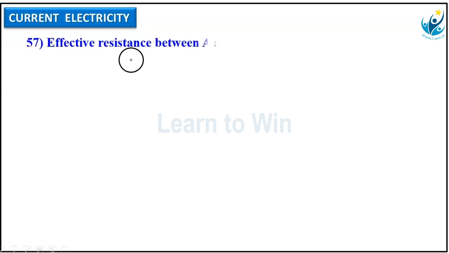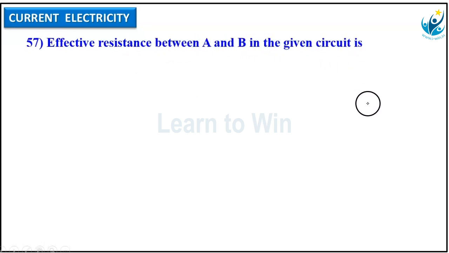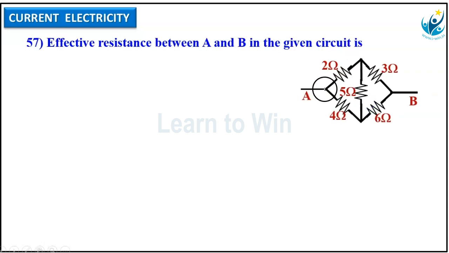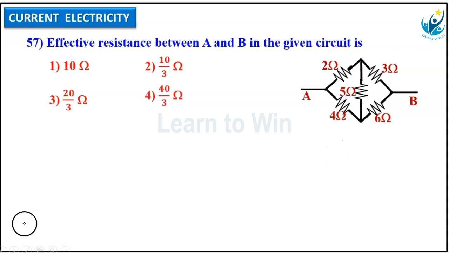Now, one problem based on Wheatstone's bridge model. The effective resistance between AB in the given circuit is. This is the circuit. In between AB points, we are going to find the equivalent resistance. Here, this is the model, looks like Wheatstone's bridge. Now, the options given are 10 ohm, 10 by 3 ohm, 20 by 3 ohm, 40 by 3 ohm. How to do this problem? Let us consider this 2 ohm as R1, 3 ohm as R2, 4 ohm R3 and 6 ohm as R4.